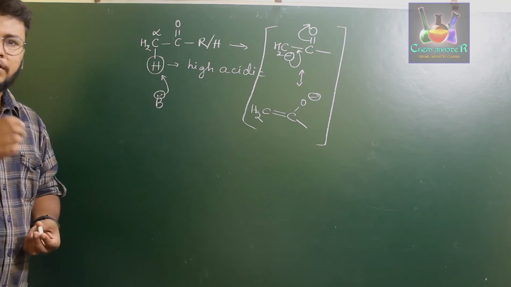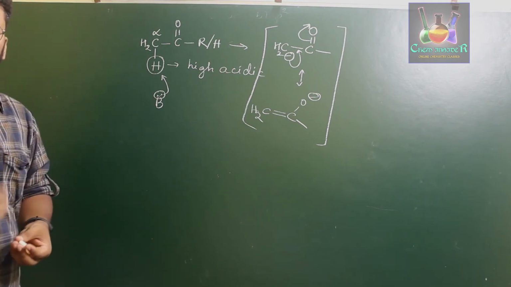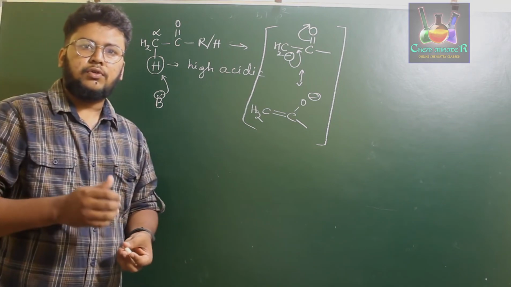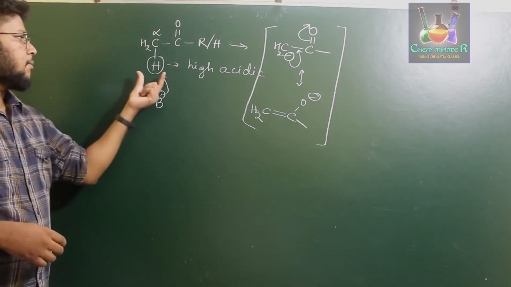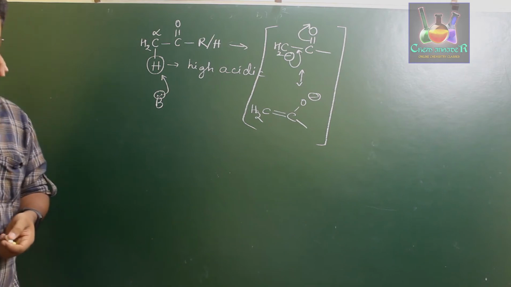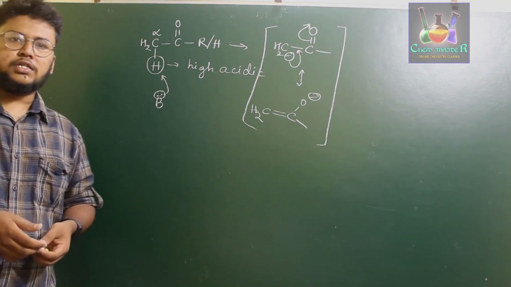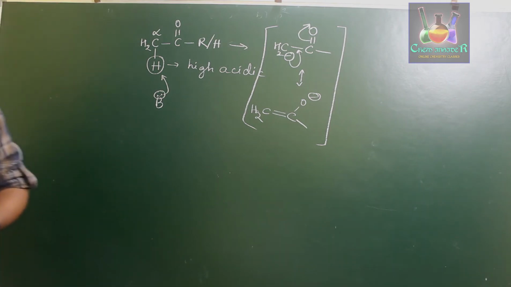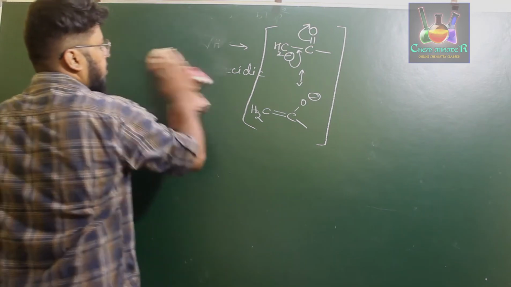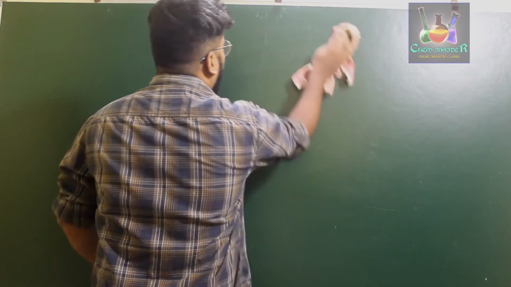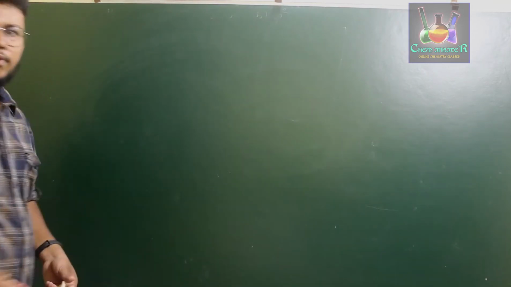Further, this alpha hydrogen makes these aldehydes or ketones undergo certain different types of reactions involving this alpha hydrogen. There are reactions such as aldol condensation and cross aldol condensation. We'll discuss those reactions in today's video. So first we'll discuss aldol condensation. What is this aldol condensation?